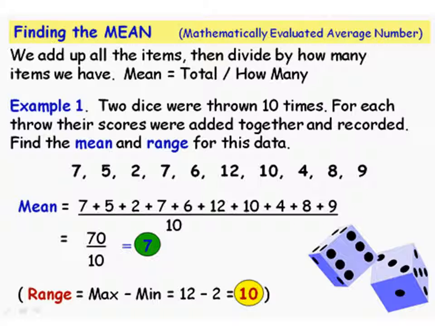So let's look at an example. If we want to take the mean, we have 2 dice that were thrown 10 times, and we get a result for each time we throw the dice. Those numbers were 7 on the first throw, 5 on the second throw, 2 on the third throw, etc. The mean is found by adding those numbers up and dividing by the number of throws, which is 10. We have 70 divided by 10 is 7. Our range is the maximum minus the minimum, and we get 10.